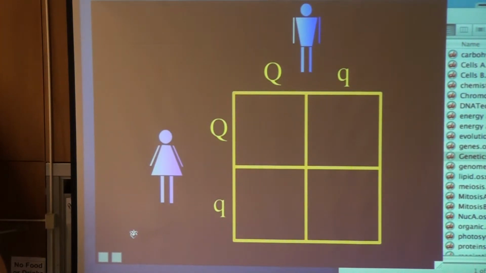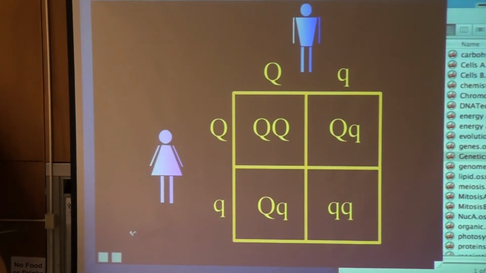What's the chance that they'll have a kid who's little q? By filling the Punnett square, what's it going to be? 1 out of 4, right? There it is. So every time they have a child, there's a 1 out of 4 chance that that kid will be little q and have this phenylketonuria disease.